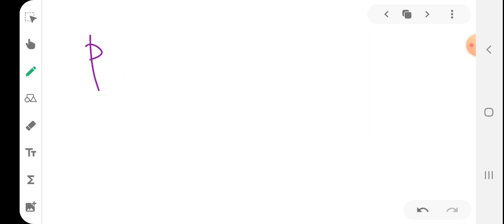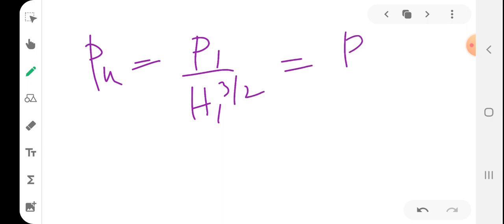Similarly, power can also be calculated. Pu is nothing but P1 by h1 raised to 3 by 2, and it will be equal to P2 by h2 raised to 3 by 2.